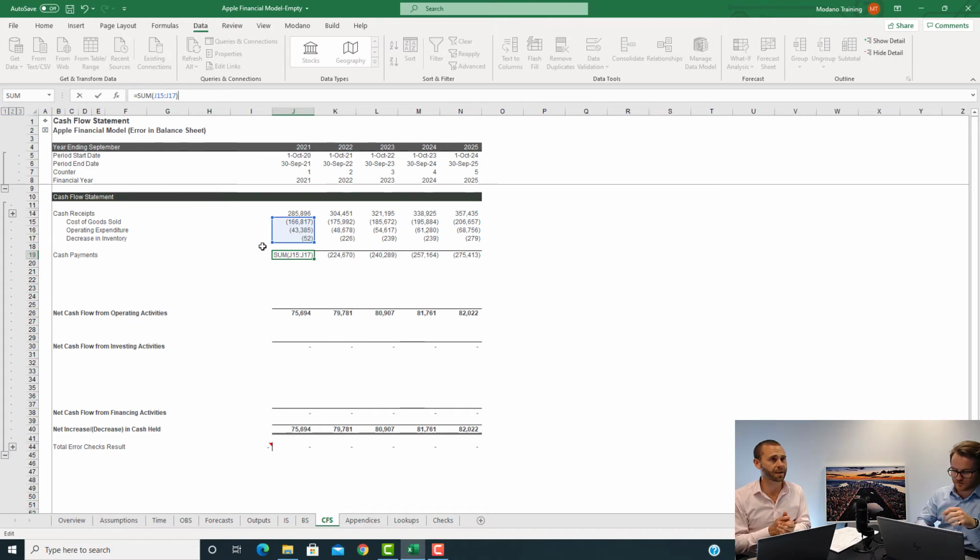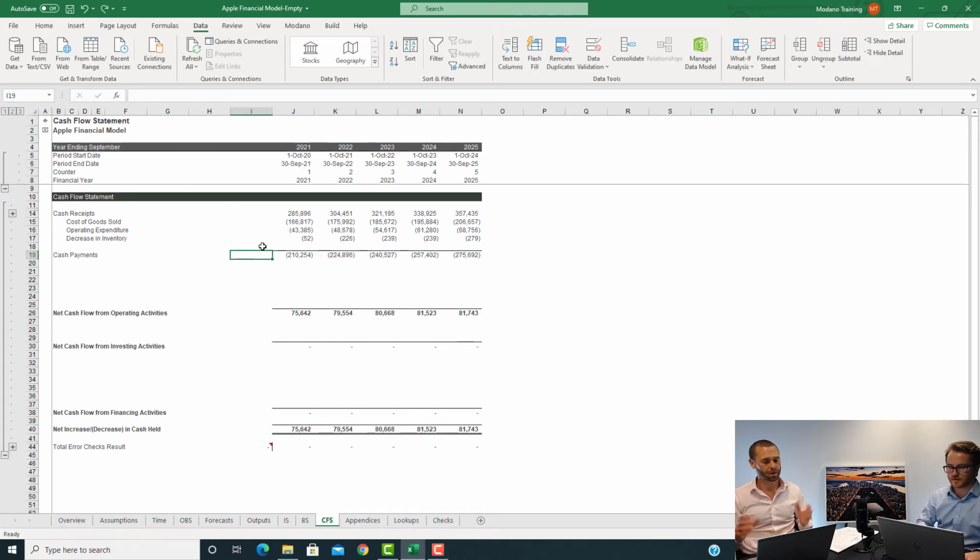So if you include those in cash payments, just do equals sum J15 to J17, copy that across, and your balance sheet comes back to life. Now you have cash payments of 210,254 in 21, increasing to 275,692 in FY25. Perfect, and your balance sheet balances. It balances now because the movement in inventory in the balance sheet is offset by corresponding cash adjustments in the cash flow statement, which flows through to net assets via cash. Okay, so that's it. You'll notice they're very, very similar.